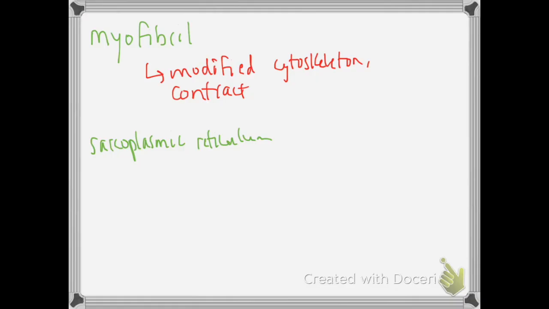So sarcoplasmic reticulum, this is a modified endoplasmic reticulum, and more specifically, we know we have smooth versus rough ER, so this is smooth ER. It's modified smooth ER. What's its function here? This is going to store calcium, which is important for muscle contraction. That's Ca2+, that's a calcium ion. I'll abbreviate calcium like that a lot.